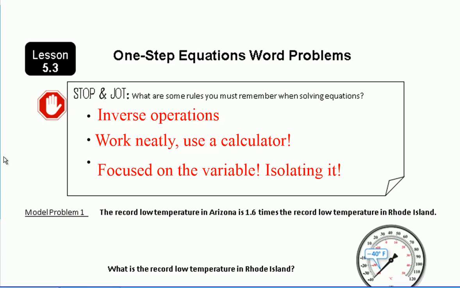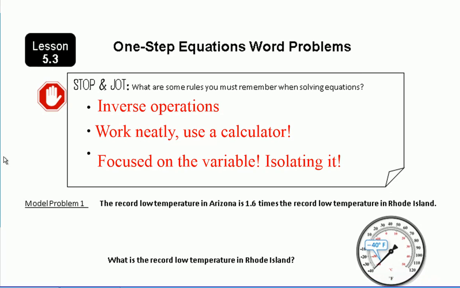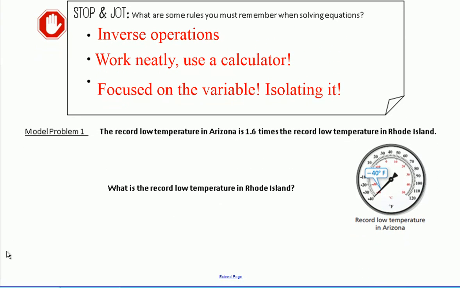Okay, hope you guys had some good answers as well. Maybe some of you matched some of my answers. We're going to move on to the model problem, which is our first word problem. Model problem number 1. The record low temperature in Arizona is 1.6 times the record low temperature in Rhode Island.